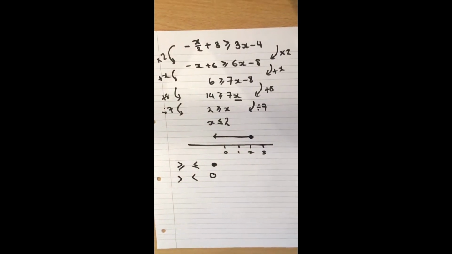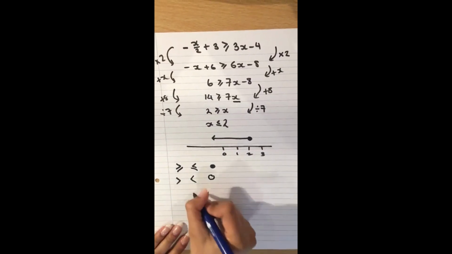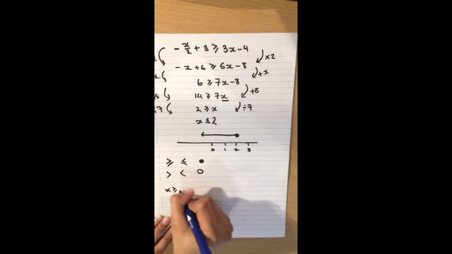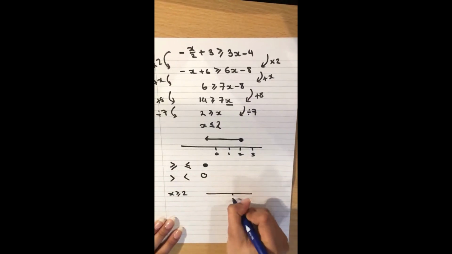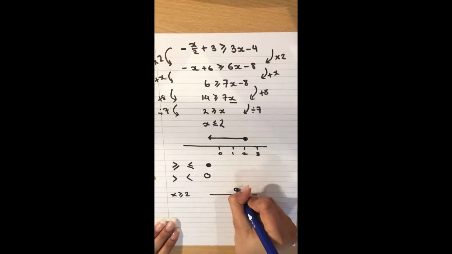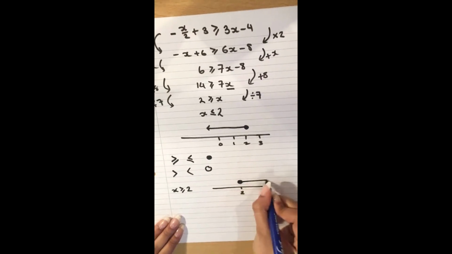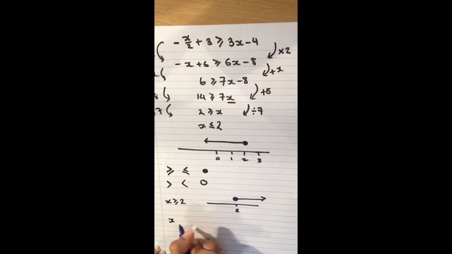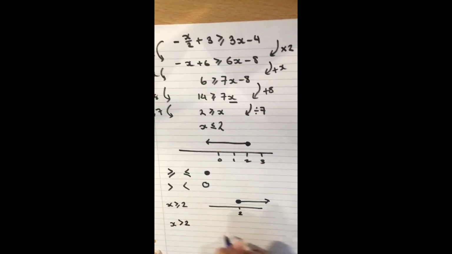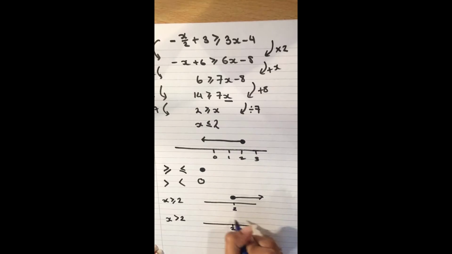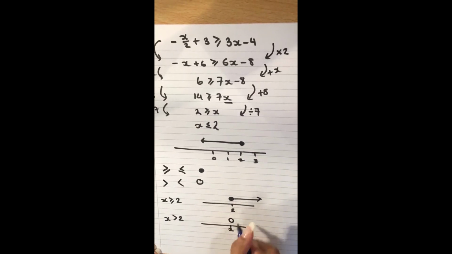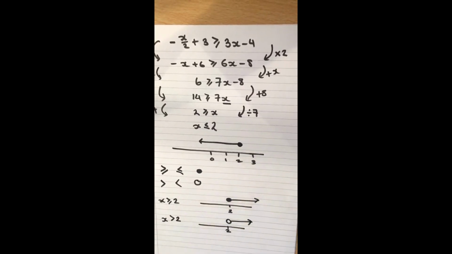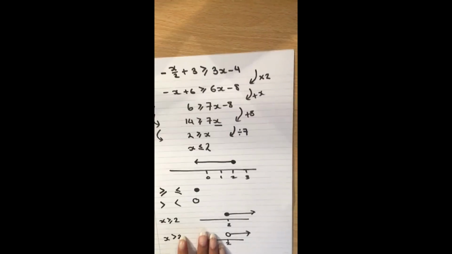For example, if we're using x is greater or equal to 2 on our number line, where we have 2, it's a solid dot and all x values greater or equal to it. If it's x is strictly greater than 2 on our number line, we'll have an empty dot to show that 2 is not included and all the values in front of it.